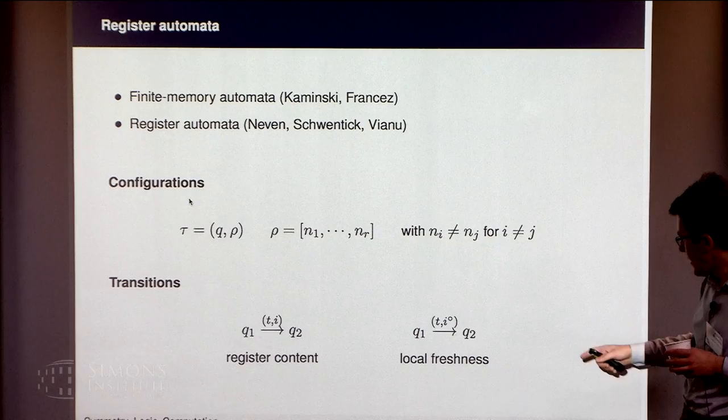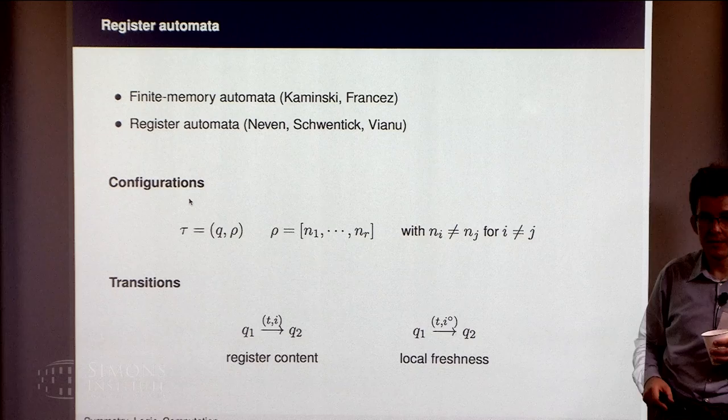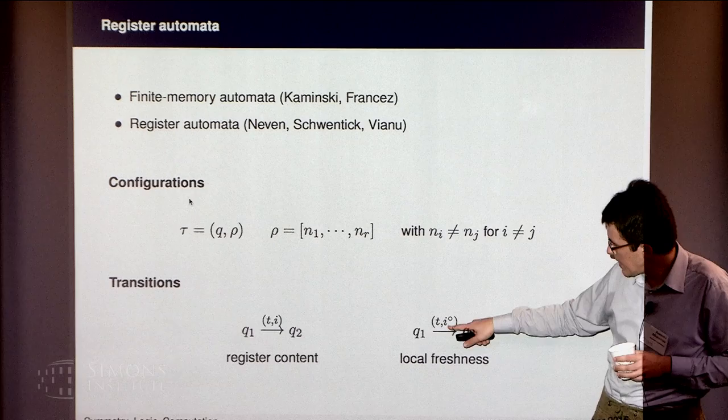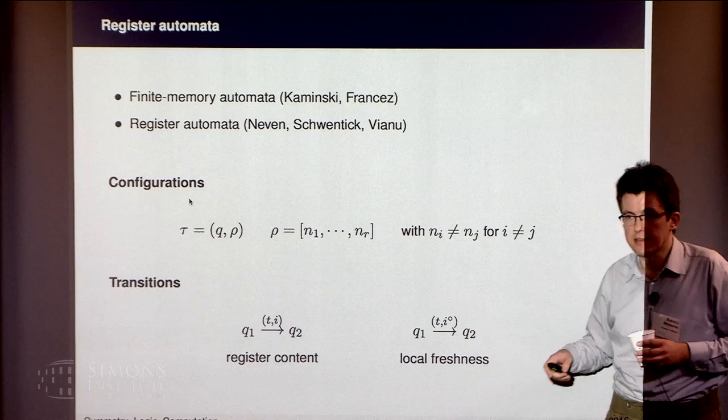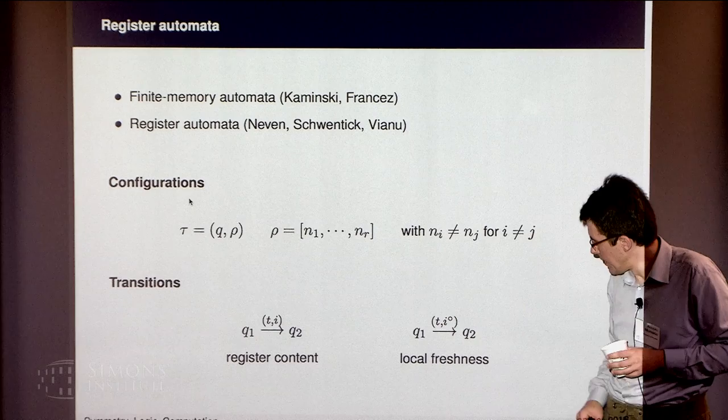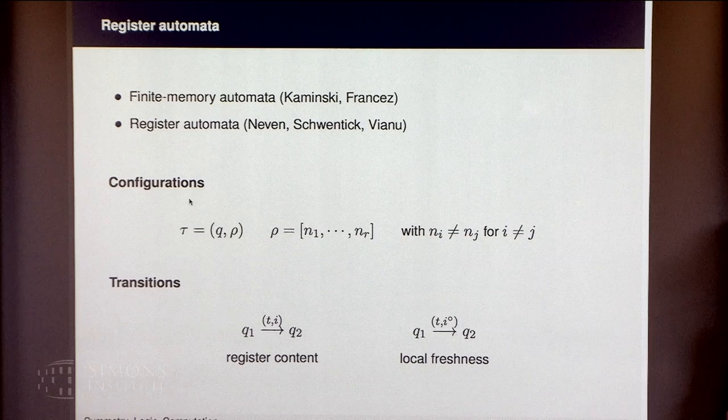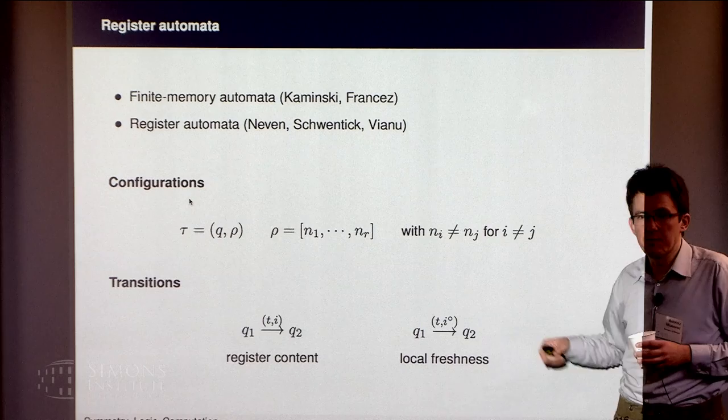And then there are also transitions that allow us to play names that are fresh, that do not occur in a register. After the transition, they will be moved to register i. This transition could be viewed as name generation. We are generating something that's not present in registers, and this is called local freshness. One can also try to strengthen the models with global freshness, where we require that this name be completely fresh for the whole computation.